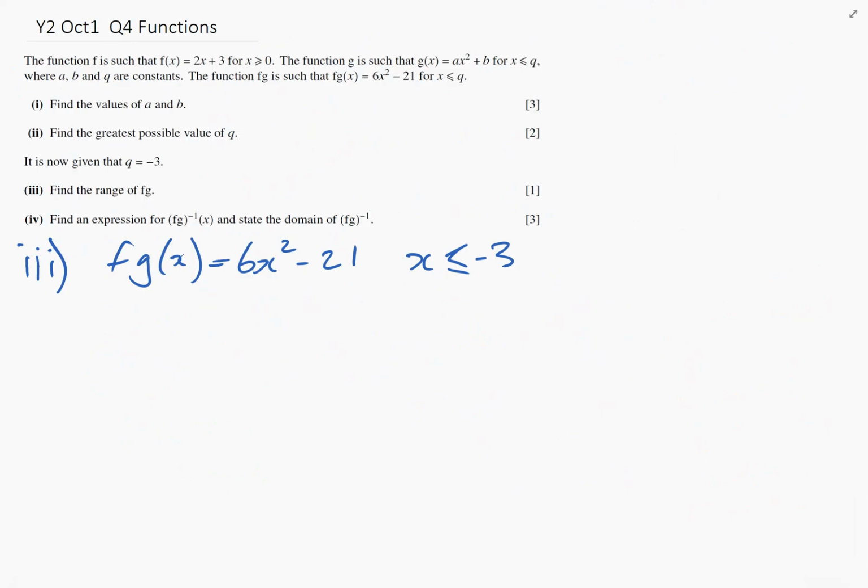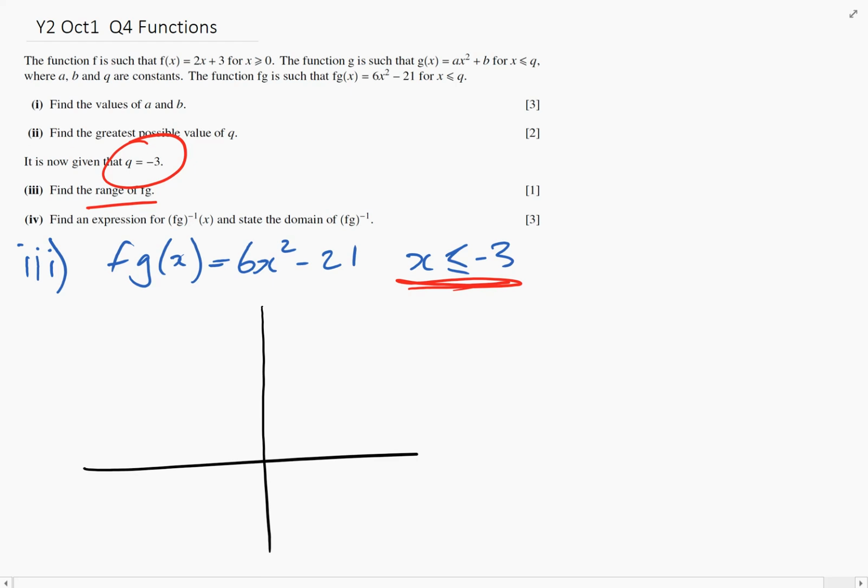For part 3, we now know that q is minus 3. And we've got to find the range of fg. The range of any function is just the possible y values you can have if you were to sketch the graph. So let's do a quick rough sketch. It's 6x squared, so it's going to get big quite quickly. And we'll put minus 3 roughly around there.